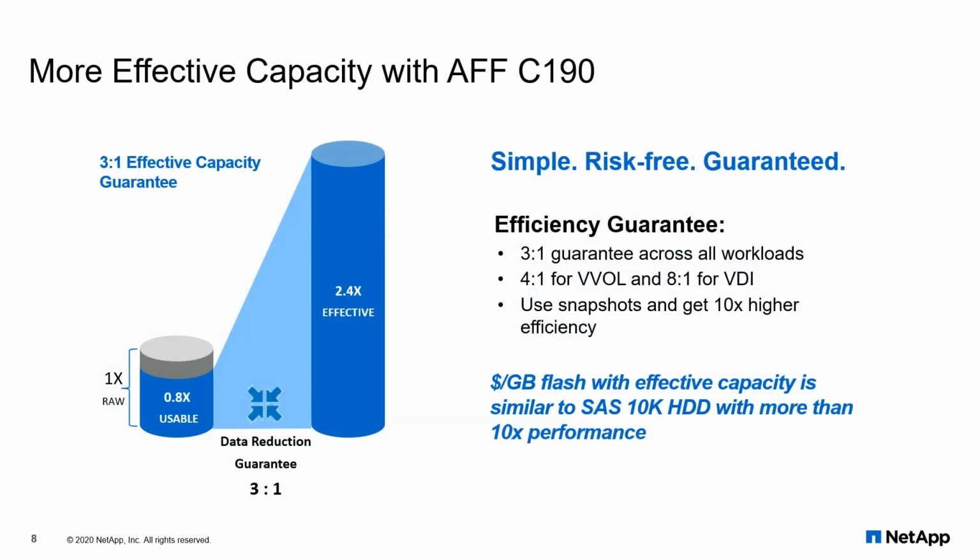Continuing with the storage efficiency themes from the previous page, we can see here how the AFF C190 is backed by NetApp with a 3-to-1 data reduction guarantee. This helps to bring the cost per gigabyte of flash effective capacity similar to what you might see with SAS 10K drives, but offering more than 10 times the performance. Depending on your use cases and the type of data or virtual machines you're storing, you'll likely see higher than 3-to-1, thereby enabling an even higher return on your investment.